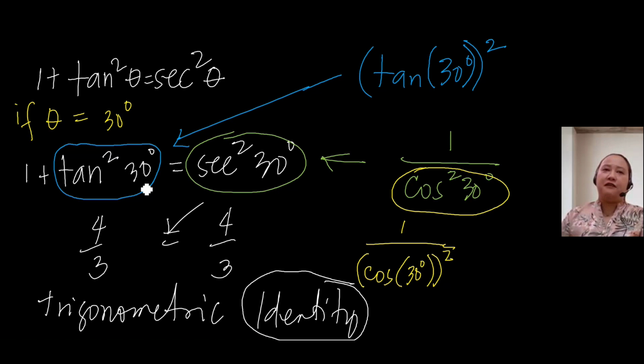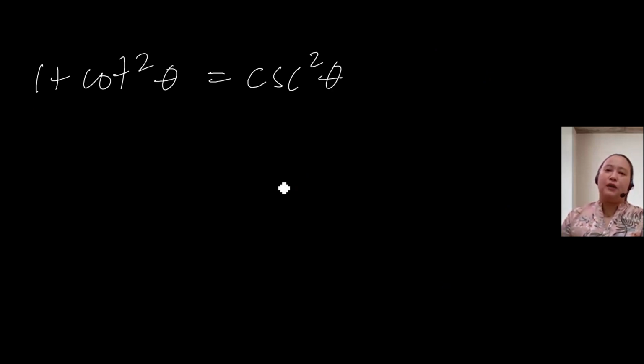Let us have the next. We have 1 plus cotangent squared theta equals cosecant squared theta. Again, if you review your trigonometric identities, this is one of those. So let us just prove that this is an identity.